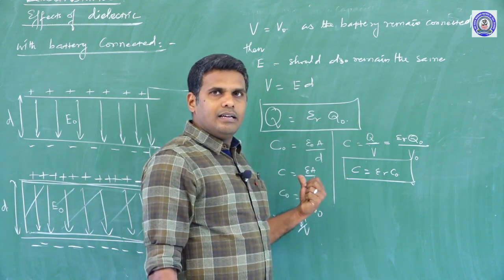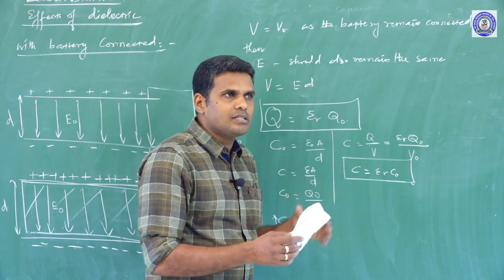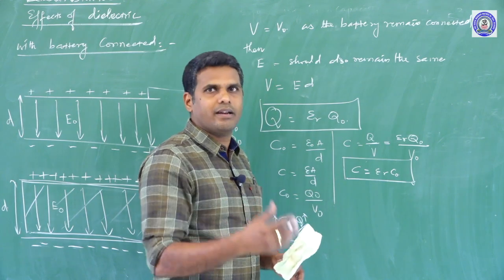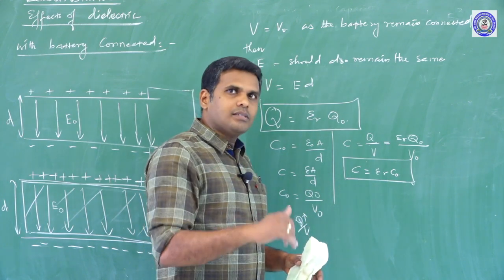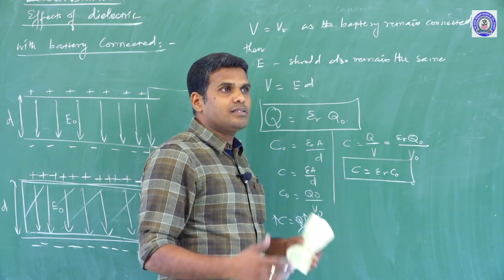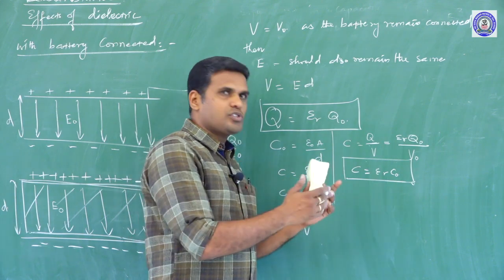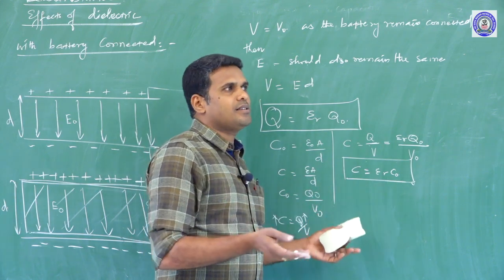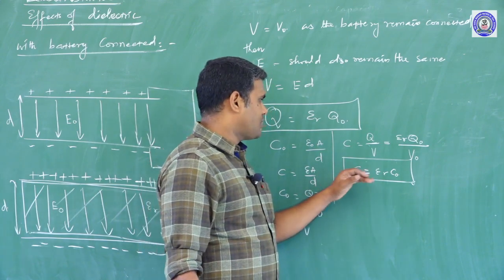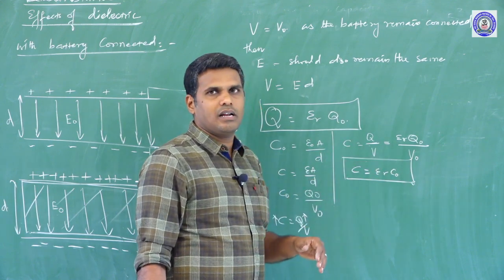In the earlier case, without battery, when a dielectric was introduced between the plates of a parallel plate capacitor, the capacitance increased there also. C equals epsilon r C naught. But the reason for the increase in the capacitance is quite different between these two cases. There, it is due to the change in potential, here it is due to the change in charge. So C equals epsilon r C naught. Capacitance increases by epsilon r times.